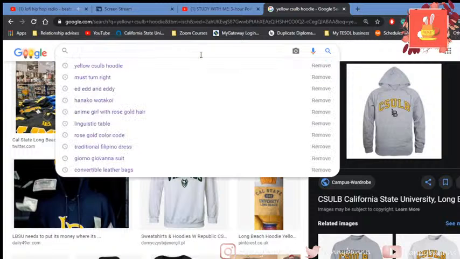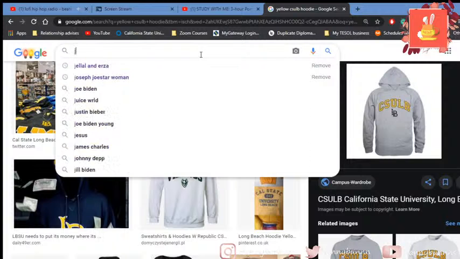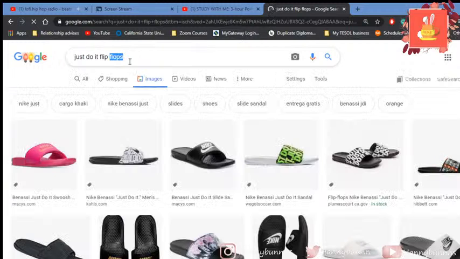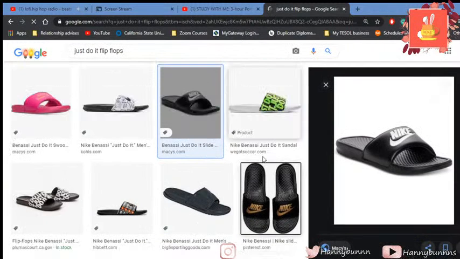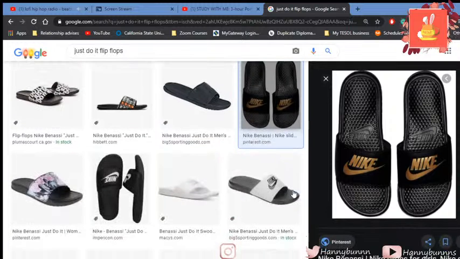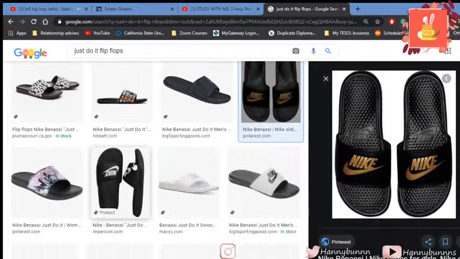Oh my god, what's the name of it? Just do it flip flops. Oh, Nike, there we go. So these are the Nikes I own. I actually have this one. This is what I wear every day to school. It's so ridiculously comfortable, that's why I wear it. On my campus I walk 30 minutes from my car to my classroom. My parking is in the south area and my classes are in the north. There's no parking at all for the north area because that's for teachers and administrators only.